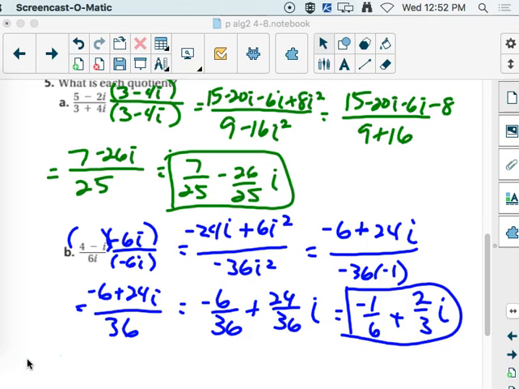So 7 divided by 25, 26 divided by 25. Keep that subtraction in there. Slap an i at the back, and you notice nothing cancels. You know, that one is just, it's done where it is.